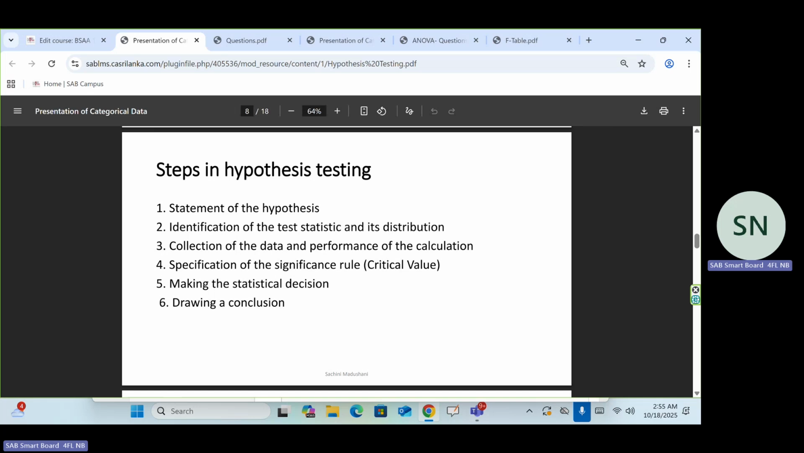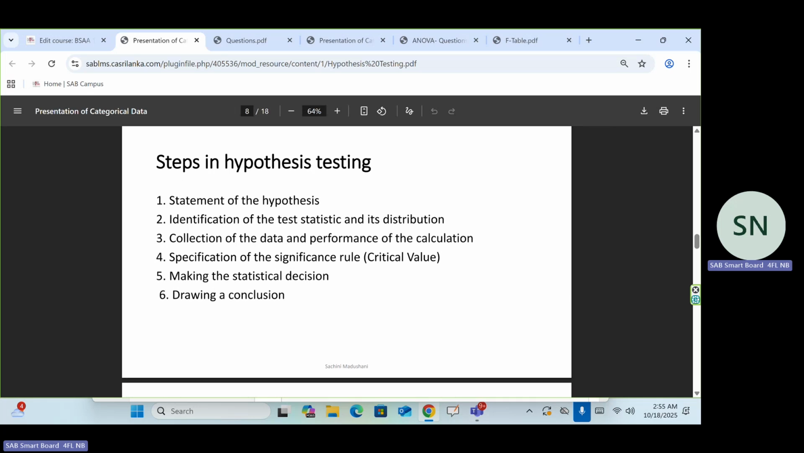Then these are the 6 steps in the hypothesis test. First thing we need to write down the statement of the hypothesis. It means first step you need to write down what is the H naught and what is the H1. Okay. Secondly, we identify the test statistic and its distribution. Okay, then now already you studied normal distribution. Okay, then here we use the normal distribution. Test statistic is Z. Normally in the hypothesis we can use P and the Z. In your syllabus you have to study only the Z.